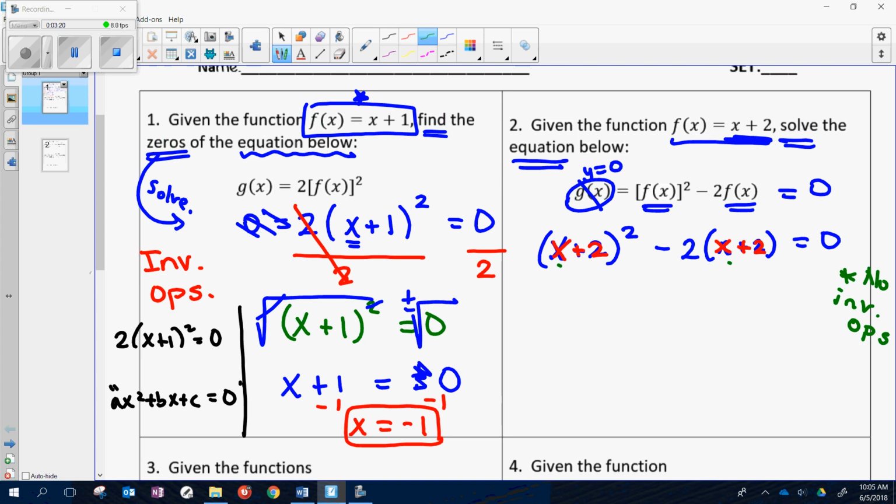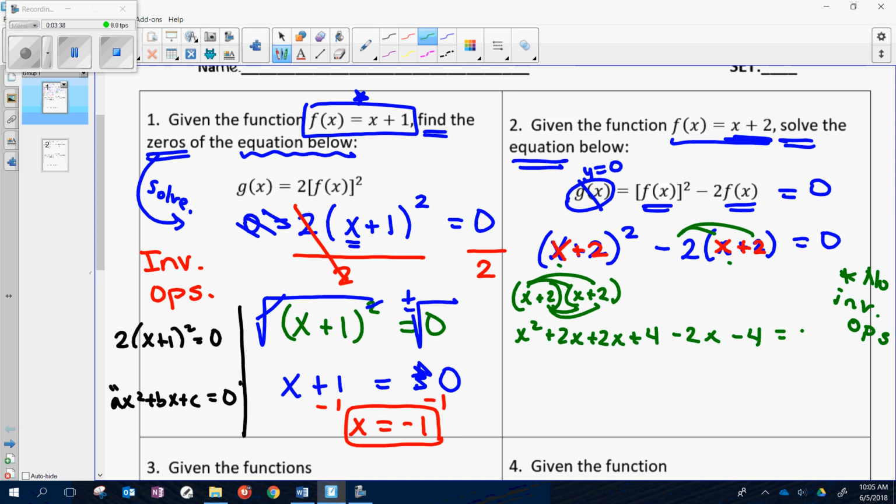I need to clean it up. I'm going to square this out. I could use the box method. It's x squared, 2x, and 4. I'm going to distribute. Watch your signs. I'm going to combine like terms. X squared plus 2x. That's it. These are 0.